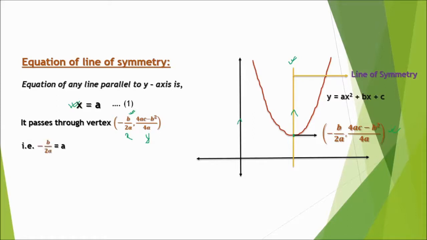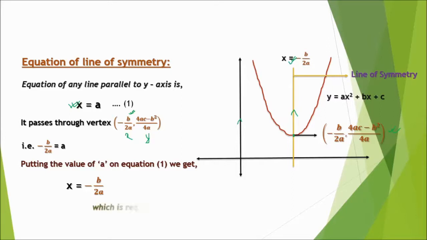Now we have the value of a. We can substitute the value of a in equation 1. Putting the value of a in equation 1, we get x is equal to minus b by 2a. This is the required equation of the line of symmetry, in very standard form. So we have found the equation of the line of symmetry also, and we have found the coordinates of the vertex also.